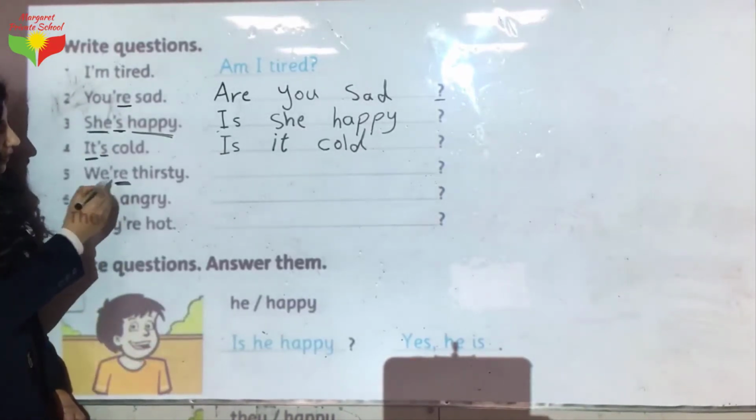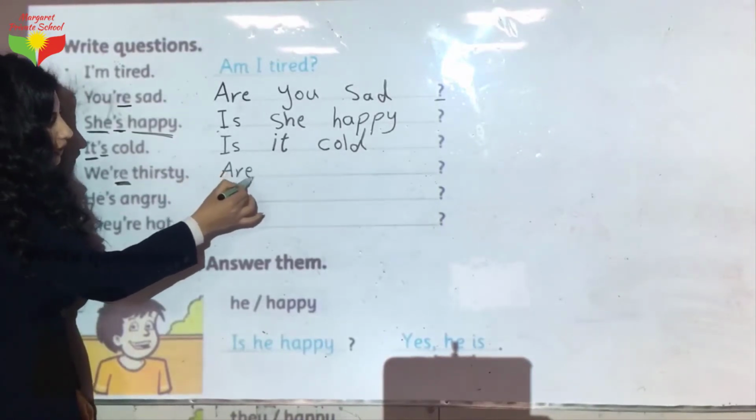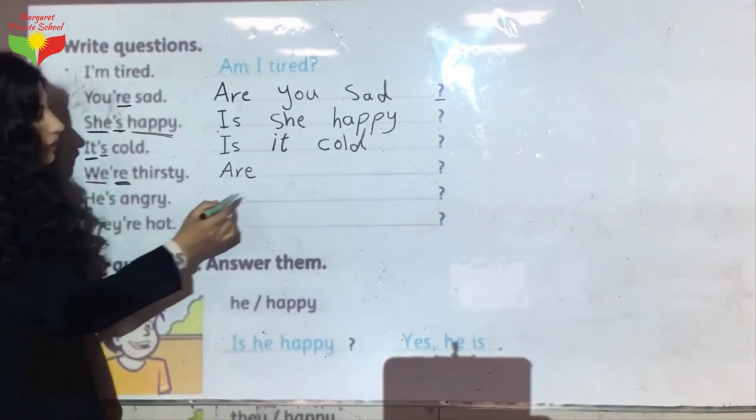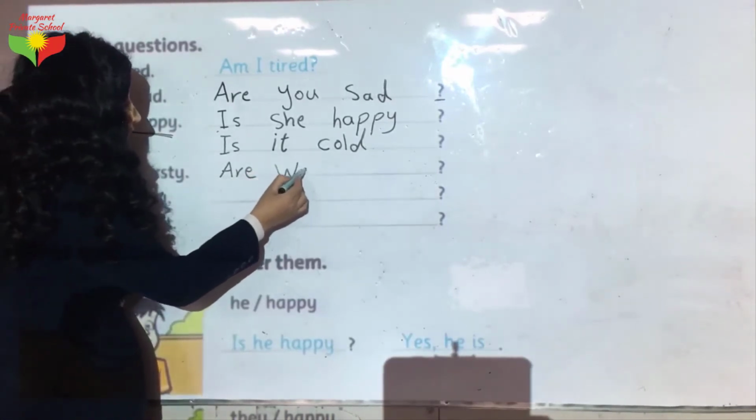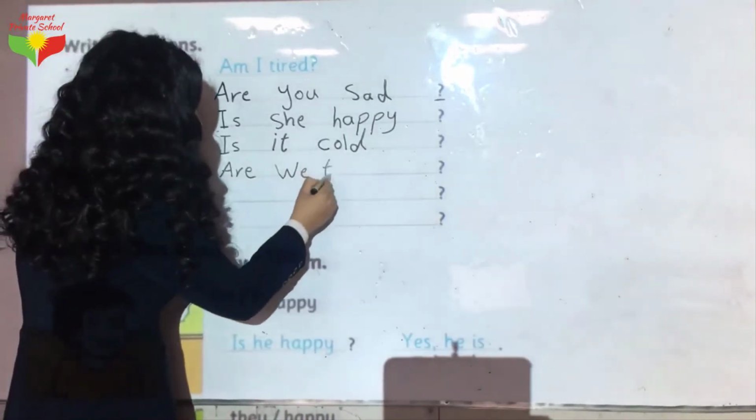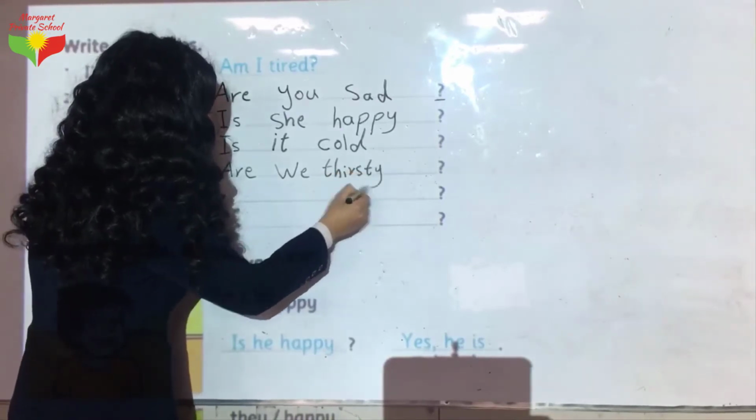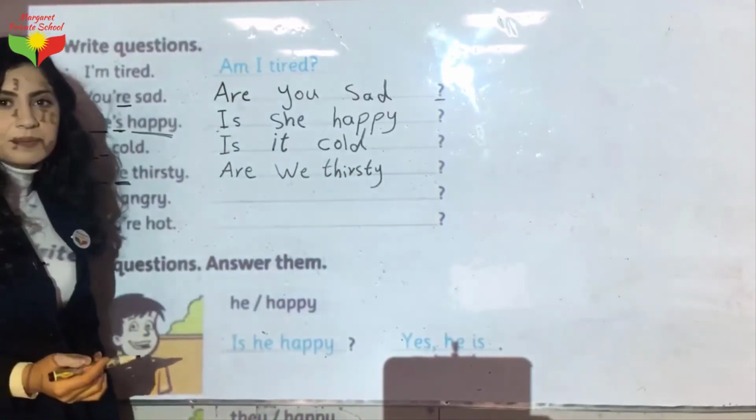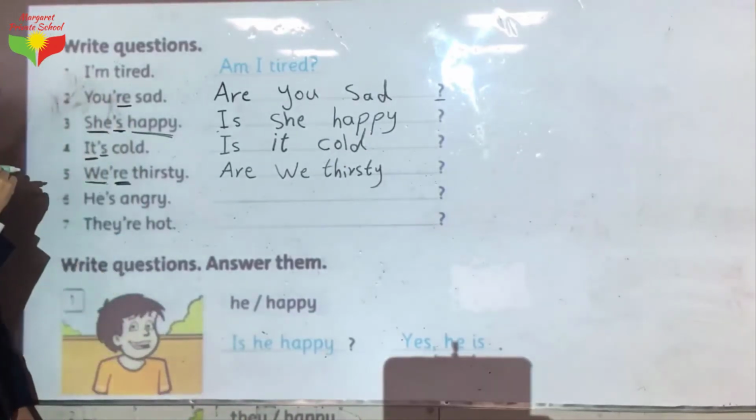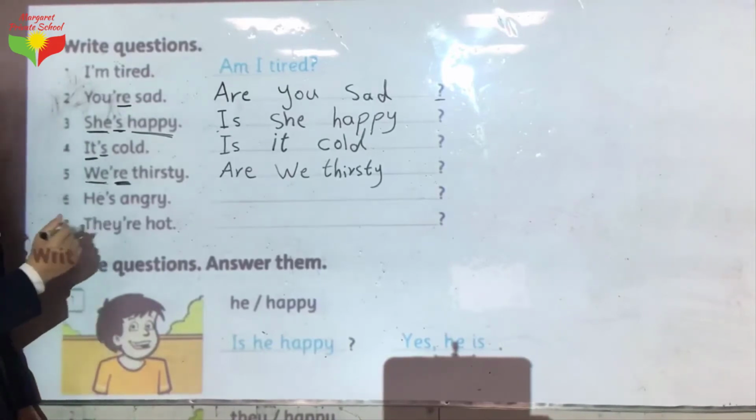The verb be is are, so we should write are at the beginning of the sentence. Then we have to write we, the subject pronoun, and we should write thirsty. Are we thirsty? Okay, now let's go to the fifth one. He is angry.